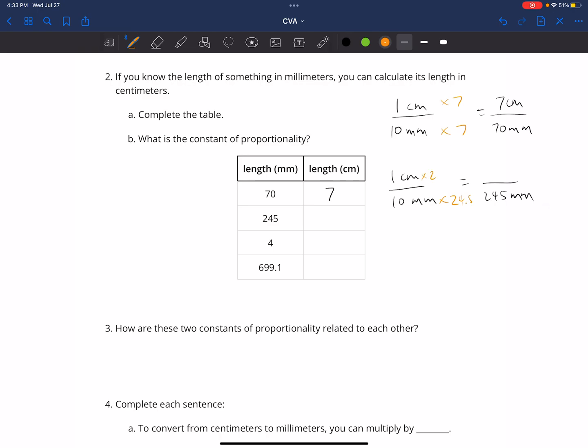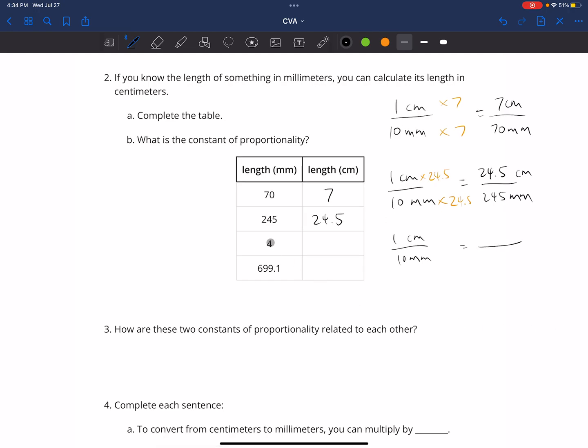So we multiply by 24.5 and we get 24.5 centimeters. So 245 millimeters is the same thing as 24.5 centimeters, right? And then for millimeters, 1 centimeter is 10 millimeters, and I got 4 millimeters here. You're like, uh-oh, Mr. Kim, how do I get this question mark number?